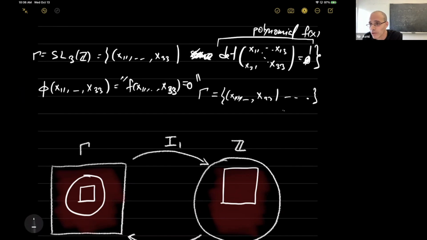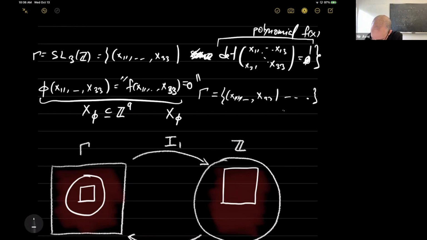Now, you need also to define a binary operation on this set. Let's call the set given by this X phi. That's a definable subset of Z to the 9. Now you need to define a binary operation that will correspond to the group operation. But again, the group operation, multiplication of matrices, is given by 9 polynomials, which you can just write down.